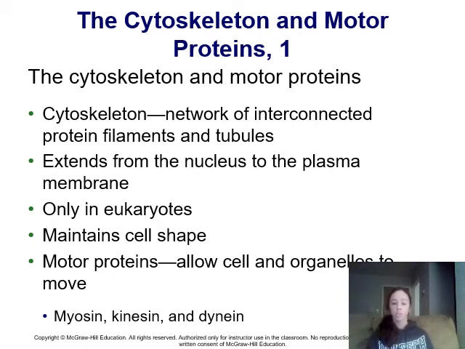These are only going to be found within eukaryotes, and besides allowing for extra support and movement within the cell, they are also going to help maintain cellular shape. And motor proteins called myosin, kinesin, and dynein are going to allow the cytoskeleton to help transport certain things like vesicles around the cell.